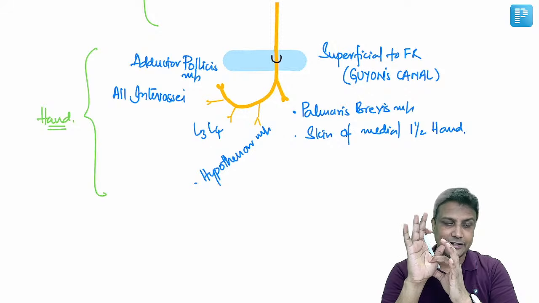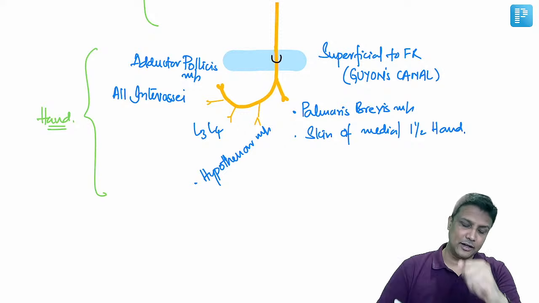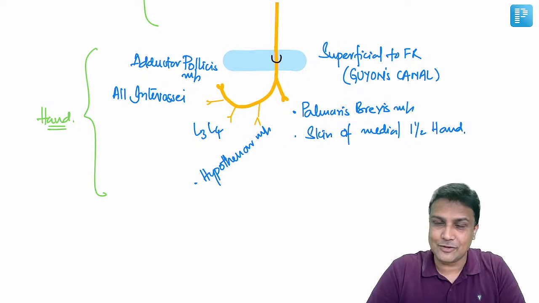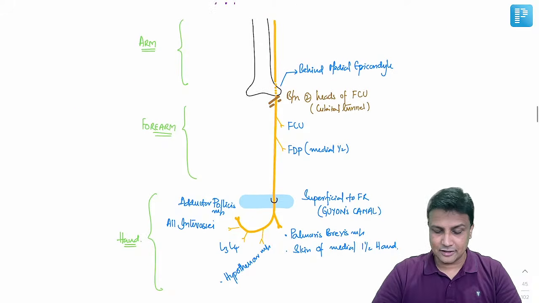And going on the other side, it will be supplying the adductor pollicis muscle. In fact, the ulnar nerve will finally be ending in the adductor pollicis. That is why it is also referred to as the graveyard of the ulnar nerve. So in this manner, we got the concept of the ulnar nerve in a crystal clear manner.